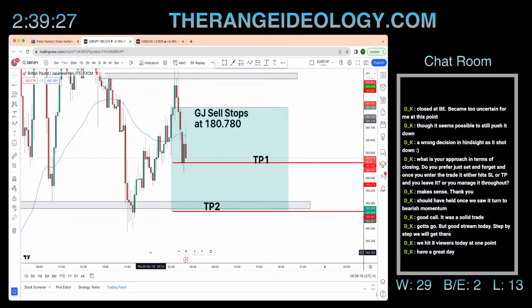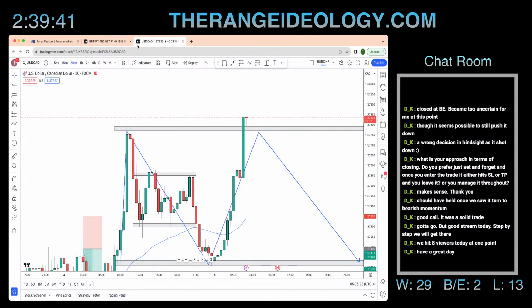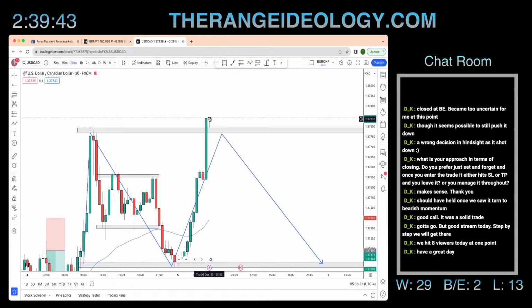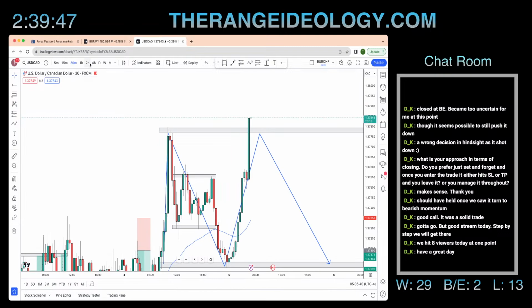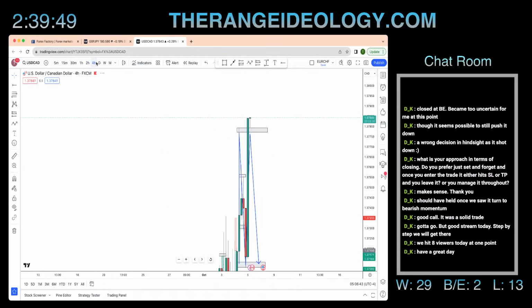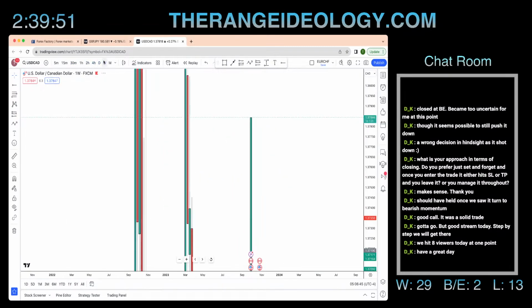All right, getting a strong push from GJ here. Could this just do the trick all the way down to TP2? You can see USD CAD is coming up here, so I'm still waiting for USD CAD to exhaust itself, and then look for the continuation down.